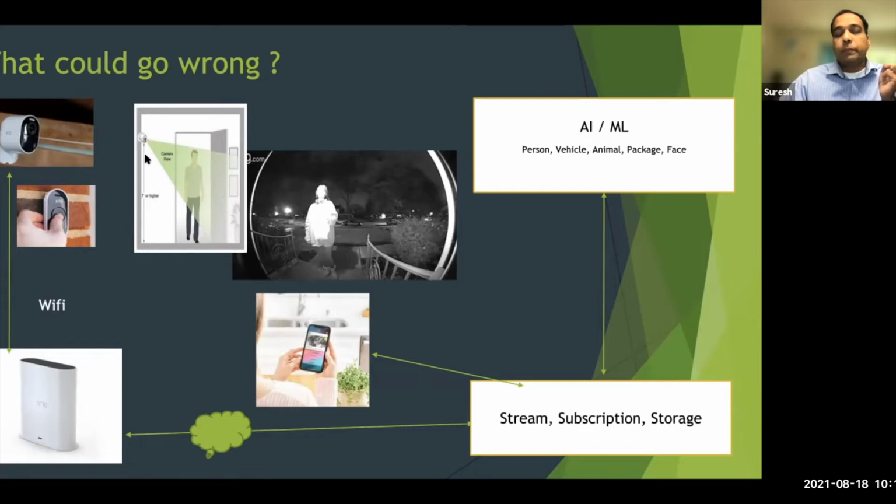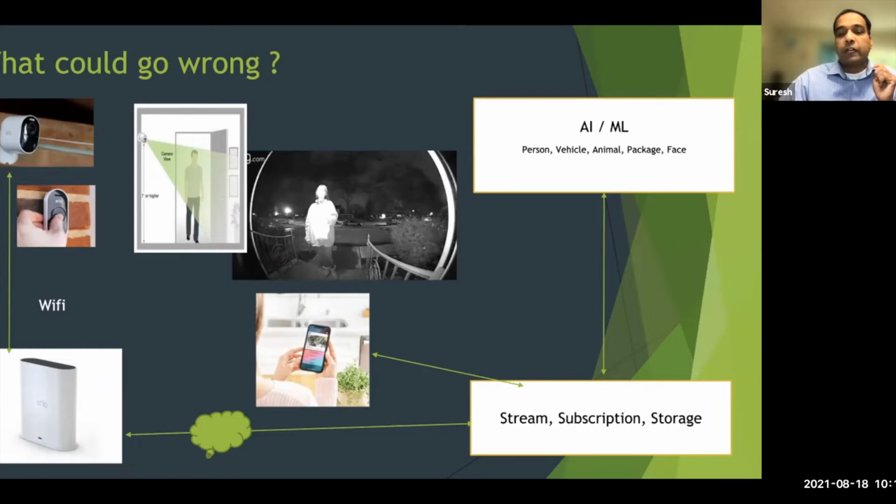Which means it has to be put at an angle where it's more likely to capture the person for some time. The next thing is, all of these cameras are wire free. And so what happens here is, depending on your home network, your home network can be as busy as possible.